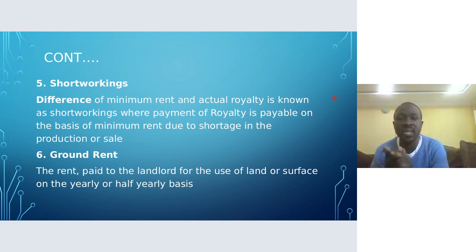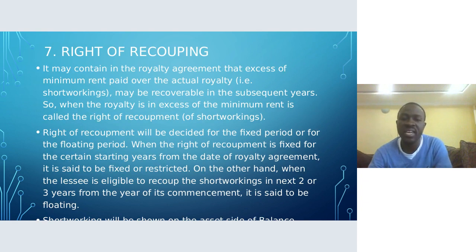So if you have a minimum rent of 10,000 and the output of 8,000, it means that the short working will be 10,000 minus 8,000, and that is 2,000 shillings. Our next term is the ground rent. The ground rent is the rent that is paid to the landlord for the use of the land or surface on a yearly or half yearly basis.